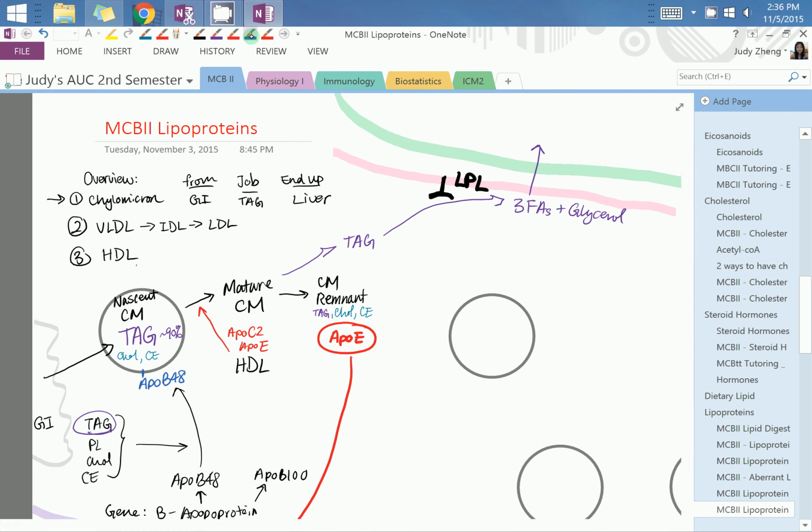But this lipoprotein lipase isn't active by itself. It needs something to activate it. So remember this ApoC2 that's given to the chylomicrons by the HDLs. This is going to be activating it. So ApoC2 is going to be activating the LPLs, allowing it to catalyze this reaction to turn the triglycerides into the three fatty acids, and the three fatty acids are taken up by the peripheral tissue. Green here is peripheral tissue.